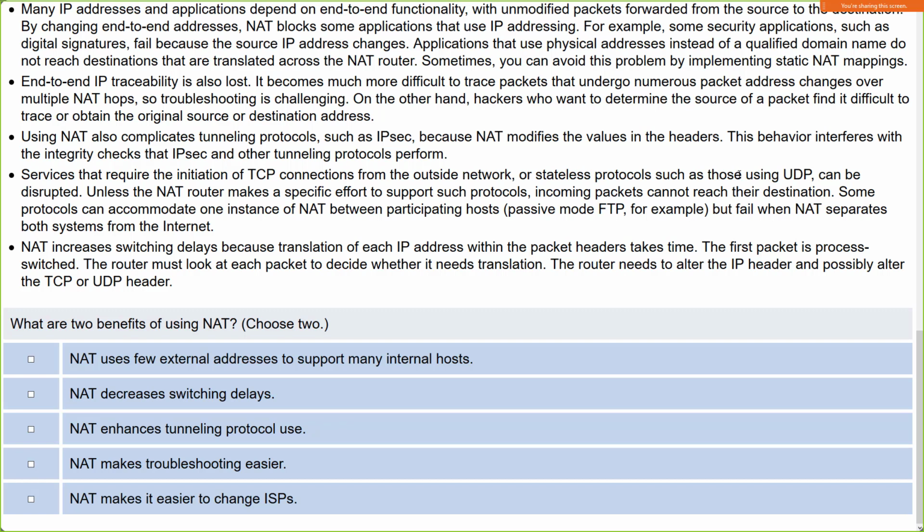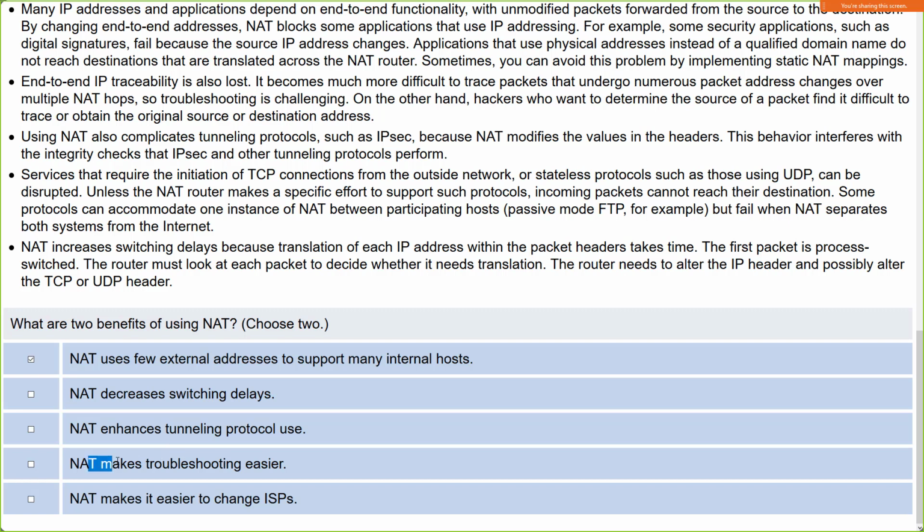NAT uses few external addresses to support many internal hosts. That's a possibility, right? Certainly with overload, that's a possibility, and that would definitely be a benefit. NAT does not decrease switching delays, it increases them. It also does not enhance tunneling protocol use, it makes it more complicated.